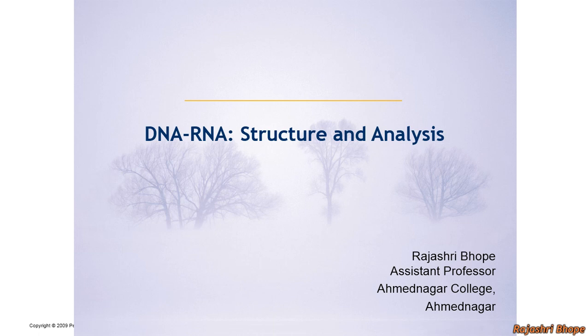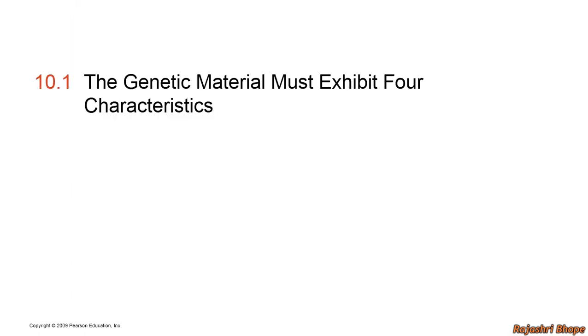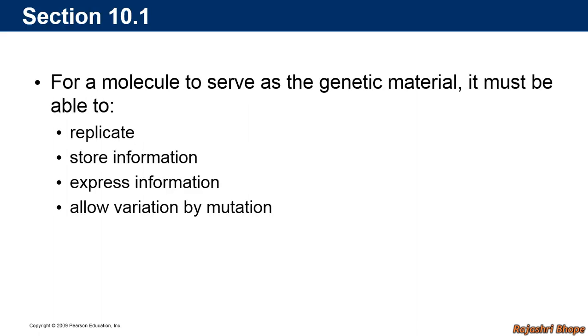So now we'll discuss DNA and RNA structure and analysis. The genetic material must exhibit four characteristics. First, genetic material must be able to replicate. Second, it must store information to pass it to the next generation. It should express information and allow variation by mutation.